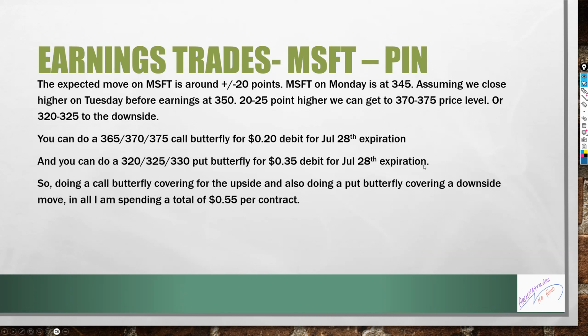So you can do an upside call butterfly, which covers the upside. You can do a put butterfly, which covers the downside. And in all, you're spending only 55 cents. Now that we know Microsoft has gone down, say you did both these butterflies, and you've spent 55 cents on it.